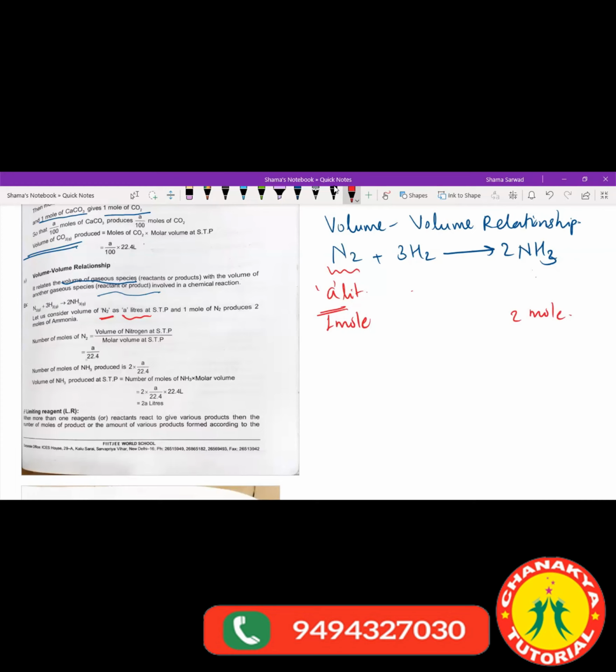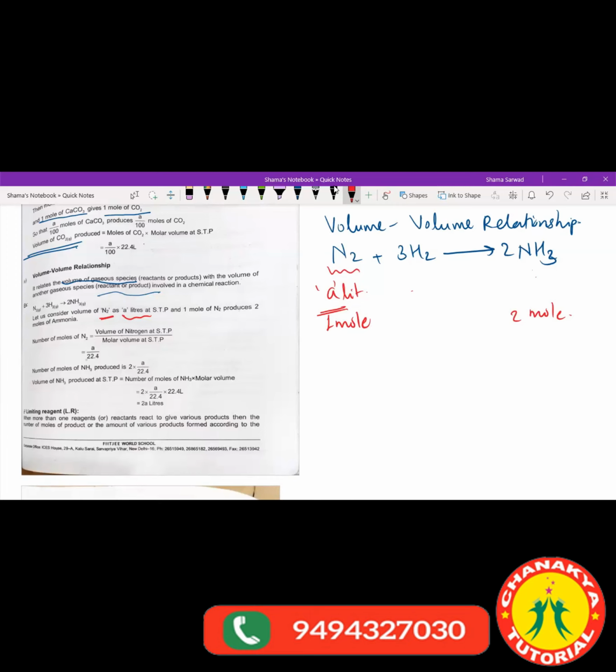By that you are able to calculate the number of moles of N2, isn't it? So you have to calculate it. That is for 1 mole of N2. But then how many moles of NH3 would be produced? 2 moles of NH3. So whatever value you get for N2, that needs to be multiplied by 2. Clear? When I write, you will get more clarification about it.